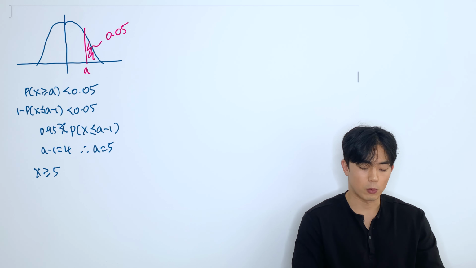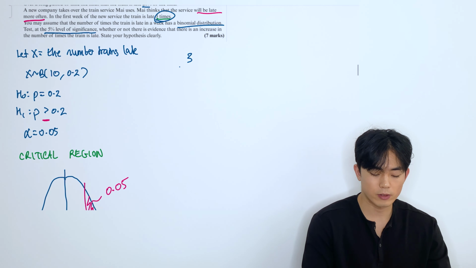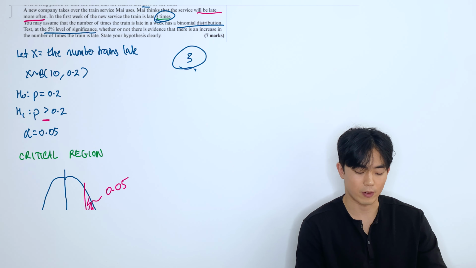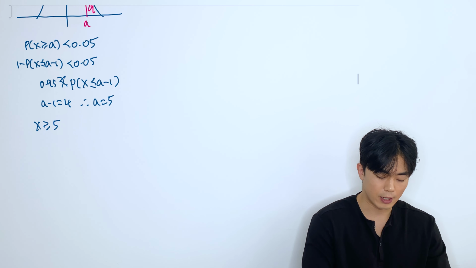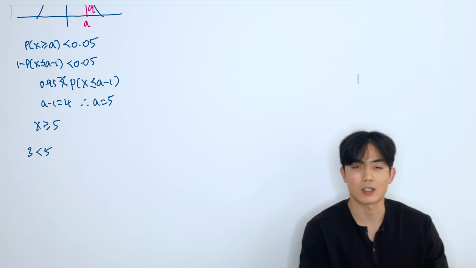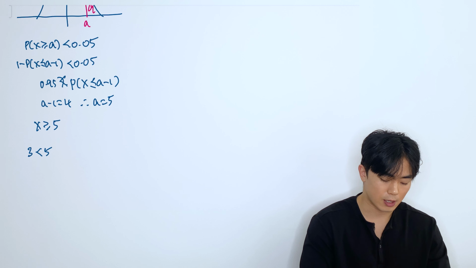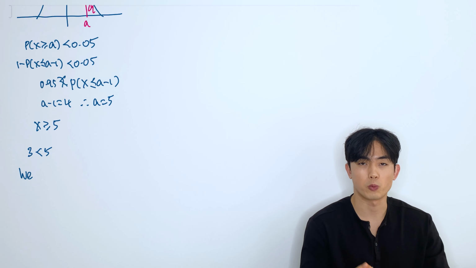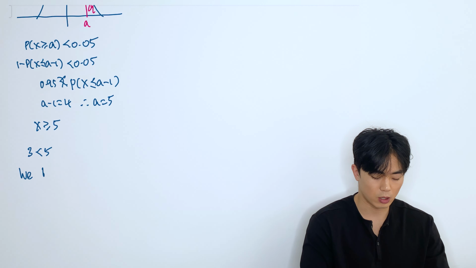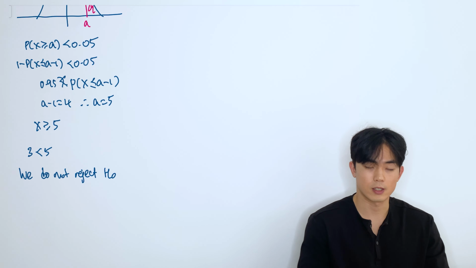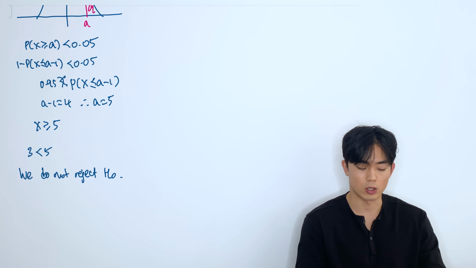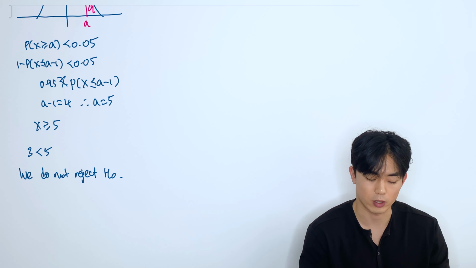Okay, now what did they find out? Well, out of 10 journeys, 3 trains were late, right? Which means 3 is less than 5, so it's not within the critical region. And so what we can conclude is, if it's not in it, we do not reject it, right? So we do not reject H0. Okay, so that's one way of working out whether it's significant or not.